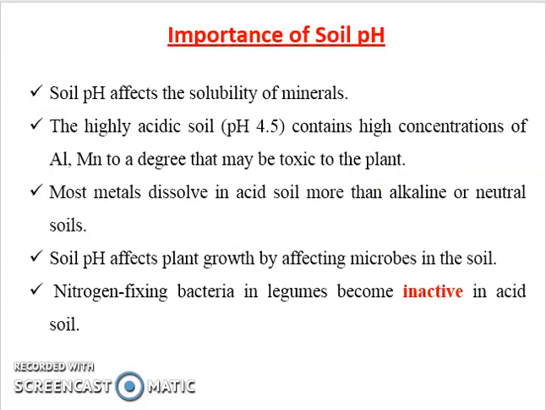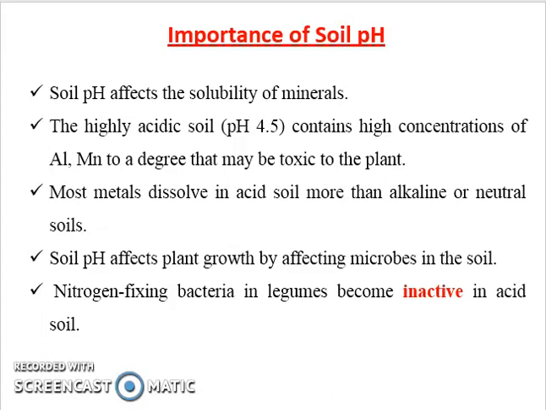Okay, why is pH important to be measured in soil? Because the soil pH affects the solubility of minerals, as we discussed previously. Highly acidic soil, pH less than 7, highly acidic being less than 4.5, contains high concentrations of aluminum and manganese to a degree that may be toxic to the plant. So in acid conditions, you usually find these two elements in toxic concentration. Most elements dissolve in acid soil more than in alkaline or neutral soil.